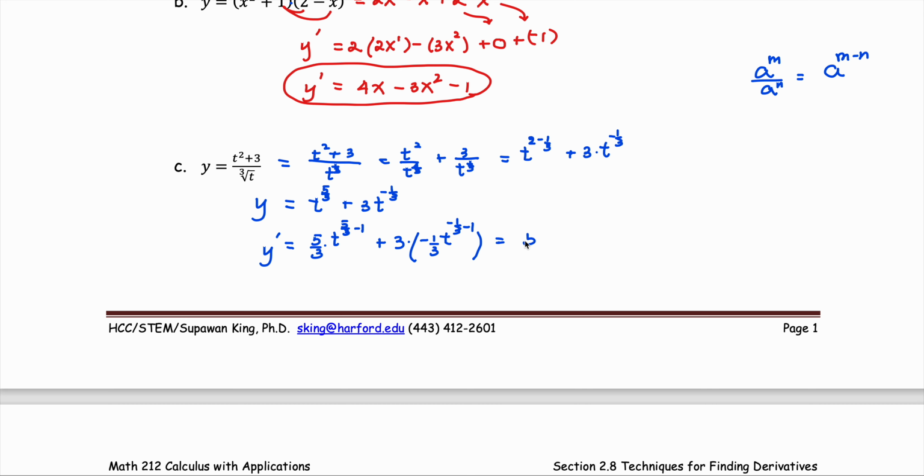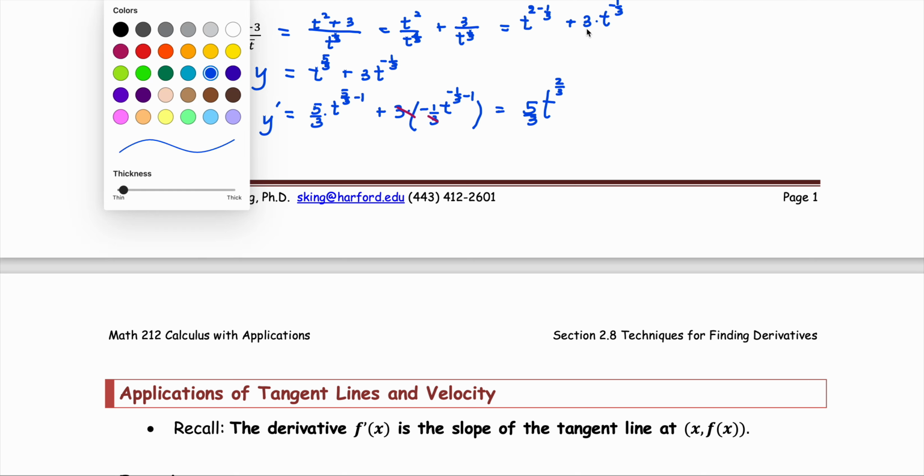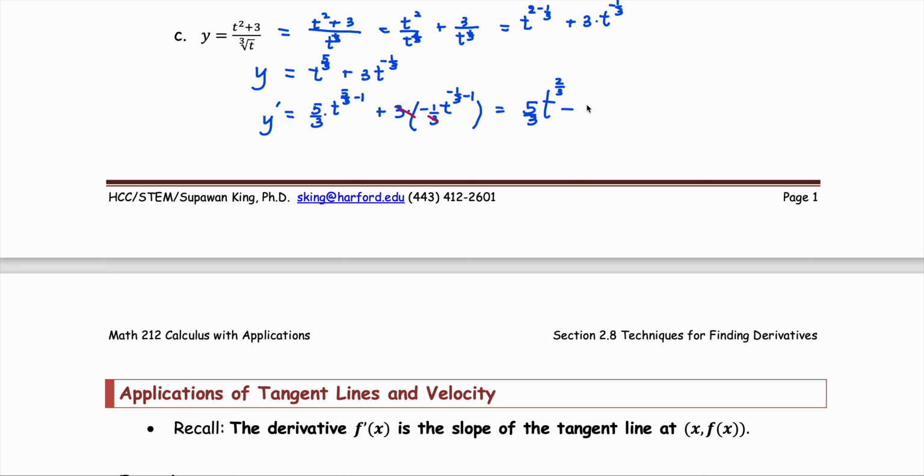Simplify as much as we can. The first term becomes 5/3 times t to the power 2/3. The second term, we can see that the coefficient can be simplified and will give you the coefficient negative 1. You can omit 1, so just have negative sign there, times t to the power, now it's negative 4/3. And at this point, we have the derivative of the function y in part C.